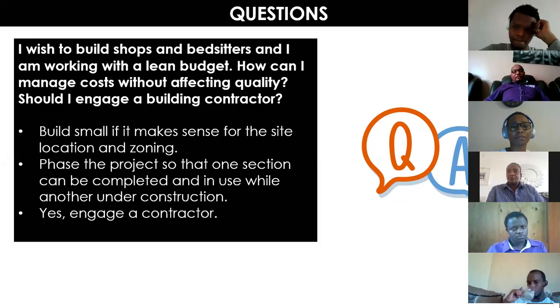And of course, engage a contractor. I think a project of this magnitude and size, the risks are too huge. It would be good if you're able to engage a contractor, because they're going to ease a lot of the pressure from you.